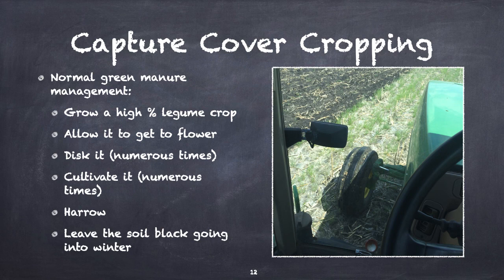So going into a normal, and I should have put the normal in quotes, green manure management, you grow a high percent legume crop, allow it to get to flower, disc it in maybe once, maybe twice, maybe three times, then cultivate it numerous times, harrow it to kind of level it out, and then leave that soil black and bare going into winter. Maybe there's piles, but there's usually not a lot of residue out there.